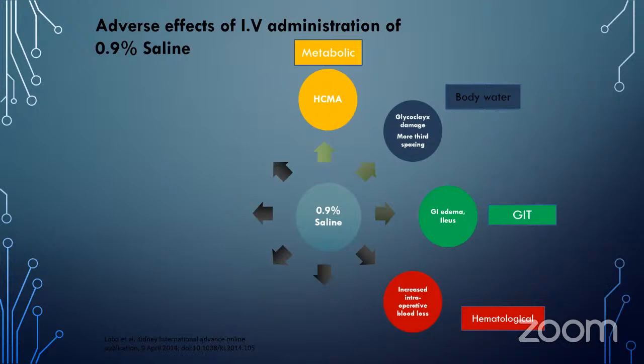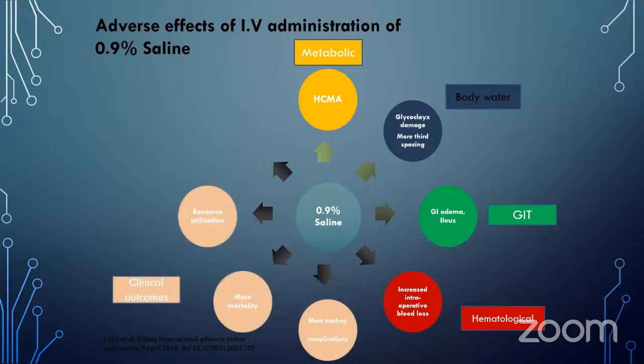The more saline you give, the RBCs get deformed. The RBCs imbibe more fluid and they get deformed, and this leads to hemolysis. They have clearly shown that there's an increased intraoperative blood loss when you use normal saline. And apart from this, there are more post-operative complications in terms of clinical outcomes, more mortality and resource utilization, and the incidence of AKI and requirement of RRT has also been shown to be tremendously increased with the effects of normal saline.